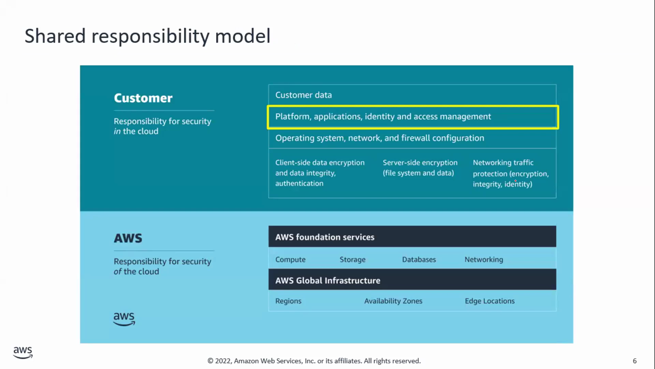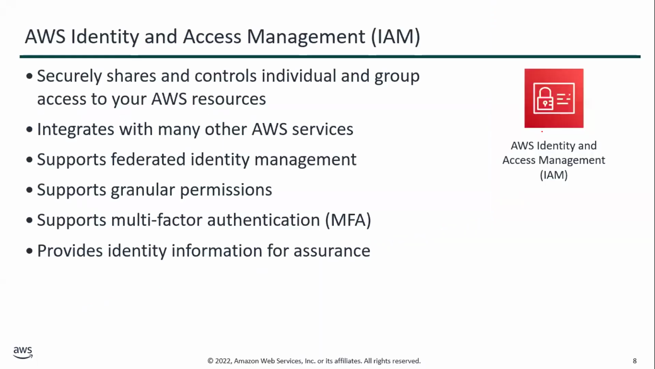Okay. So in the shared responsibility model, we are focusing on this layer. The layer talks about platform, application, and IAM. So this is the icon. This is the service available in AWS known as IAM, and it has these responsibilities. You can securely share control with individual groups. There are many other AWS services which can be assigned to any number of users. Of course, if you are utilizing those services, charges will be incurred.